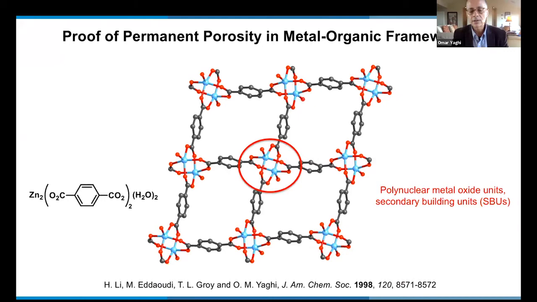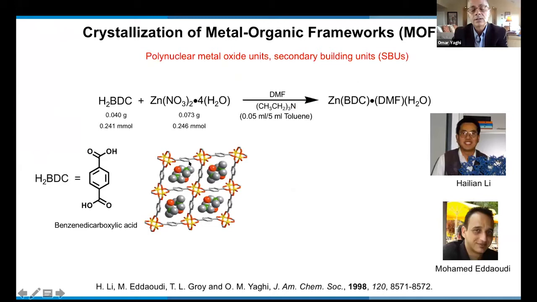So this was the very first, I would say, intellectual departure from the traditional coordination polymers. And this did the trick in that the material that I just described, when we make it, it's filled with DMF molecules because of the way it is made.